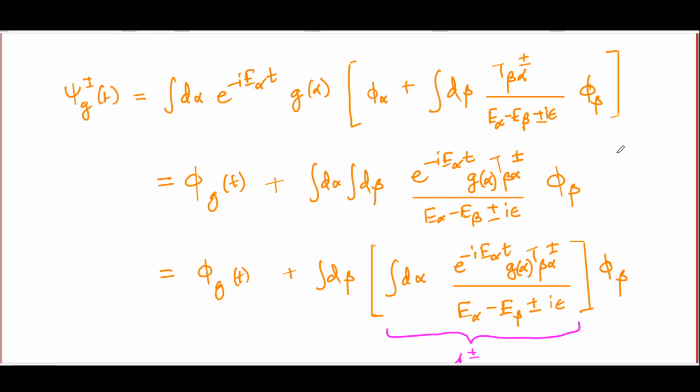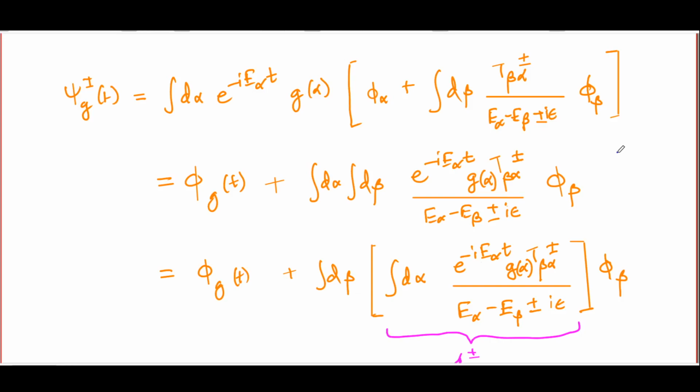Of course, it would not have gone to zero if I had chosen the other sign, the minus sign, because then you would have ended up with a pole almost immediately above the real axis, in fact, on the real axis, in the limit epsilon goes to zero. And you would have had a contribution from that term. So in the limit t goes to minus infinity, psi g minus t will not go to phi g t. And that clearly tells you that psi g minus t is not a superposition of in states.